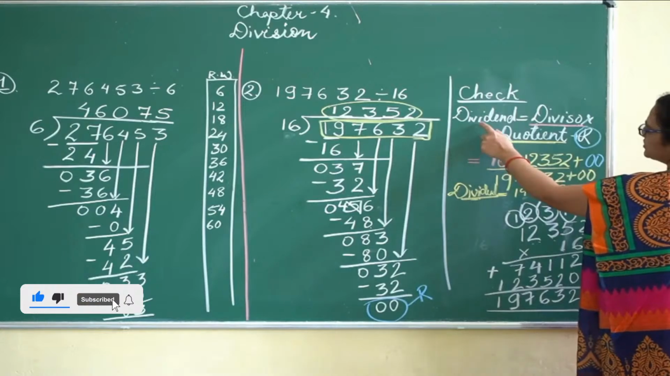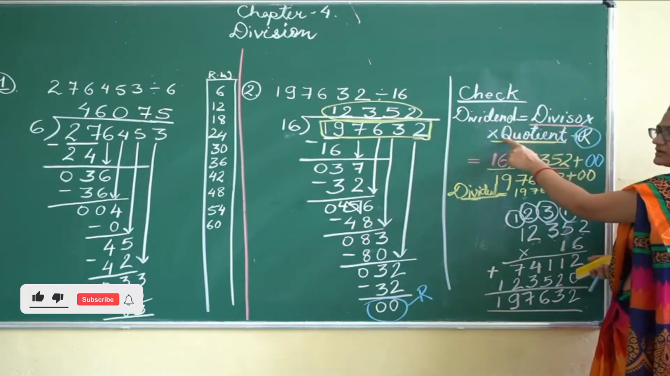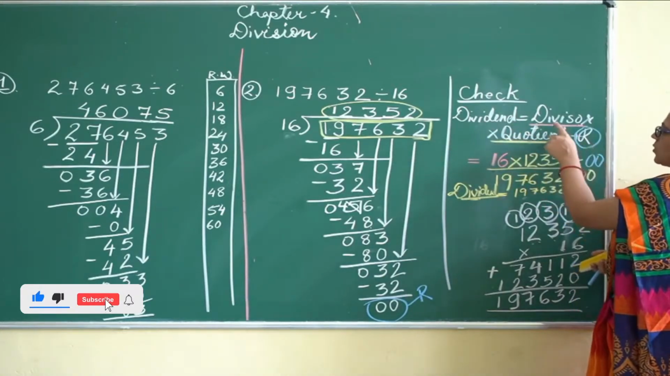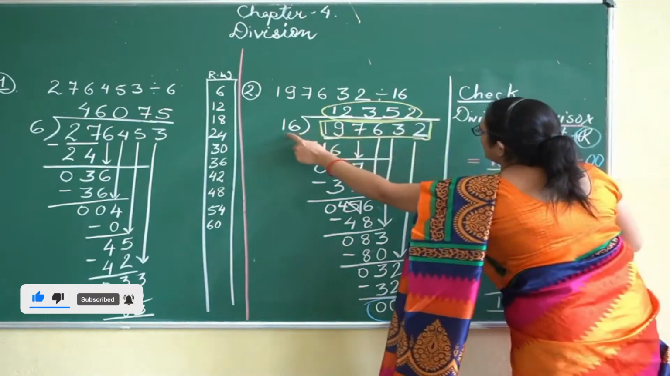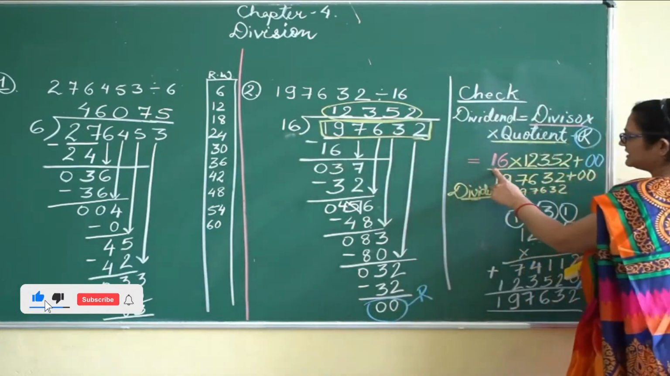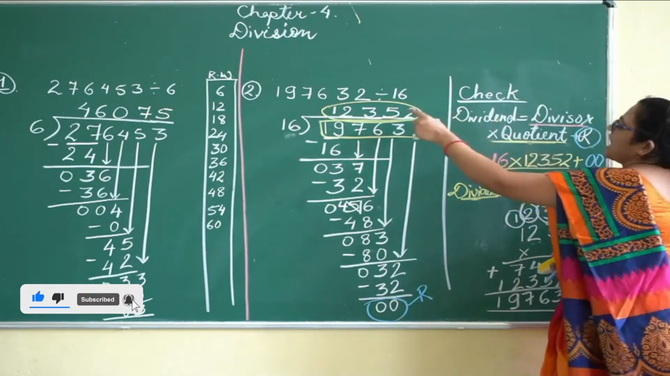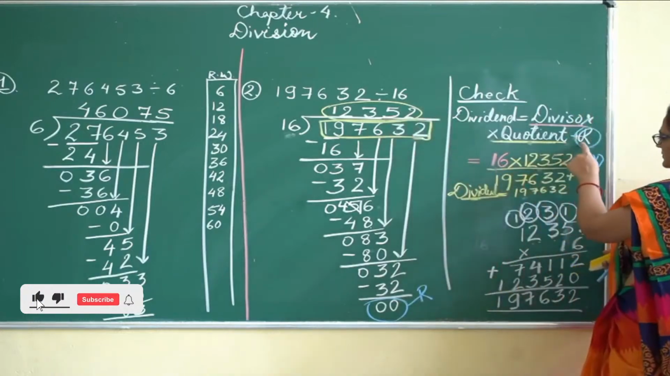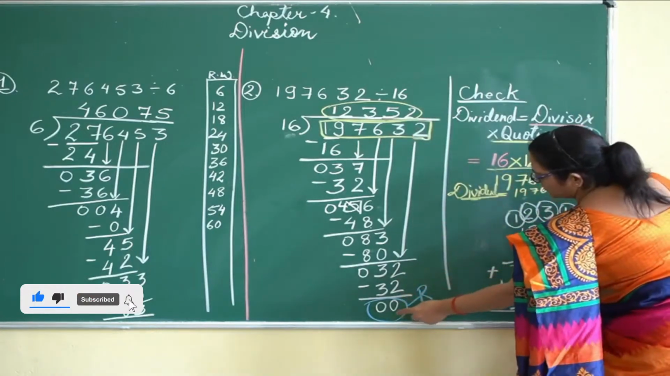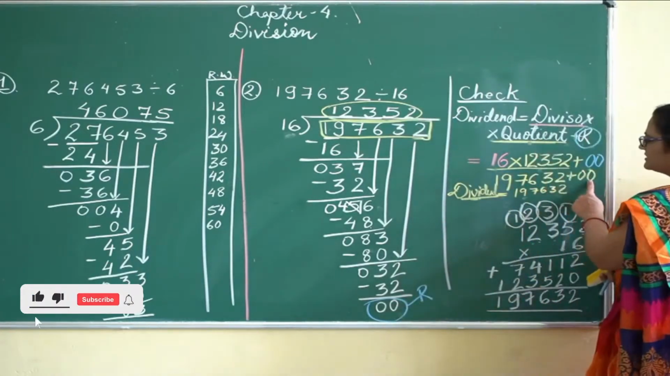Again, check: dividend is equal to divisor into quotient plus remainder. What is the divisor? The number by which we are dividing, that is 16. Multiply by the quotient, the answer. Add the remainder. Remainder means what we get at the last, that is 0.